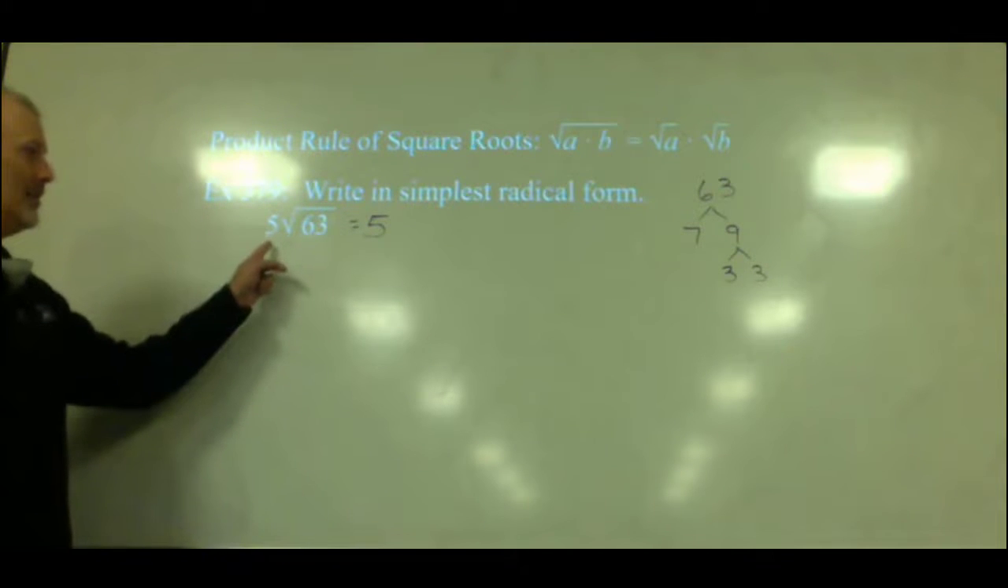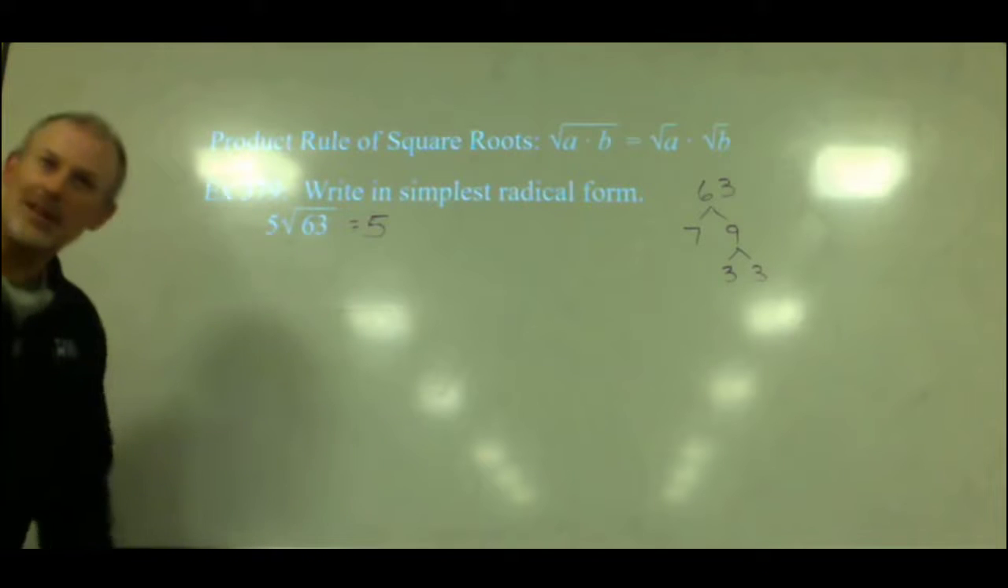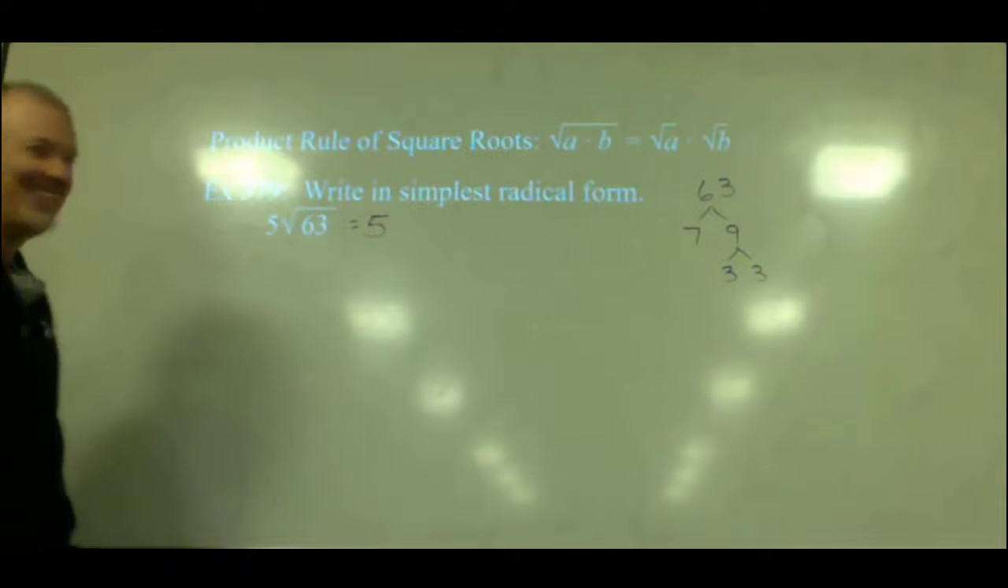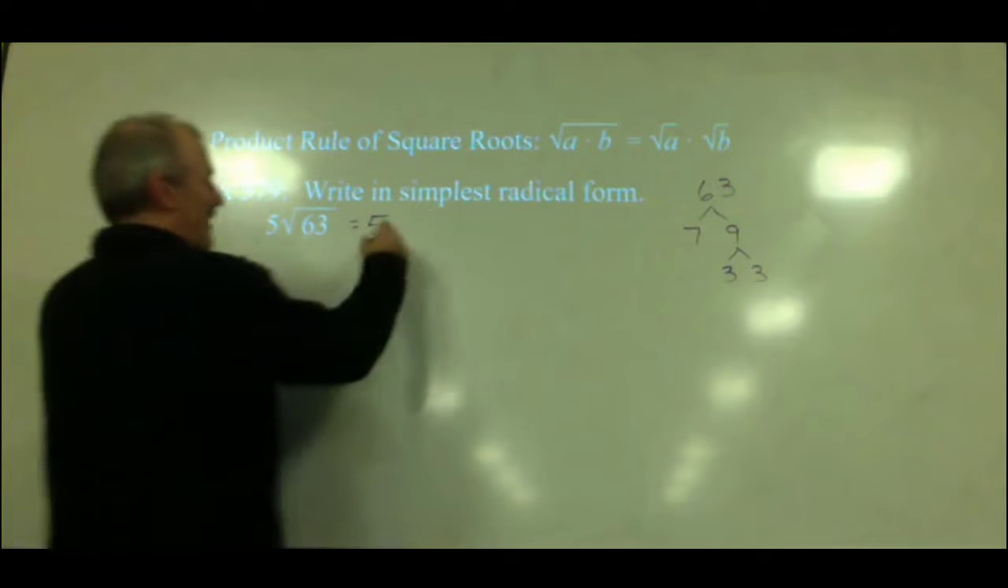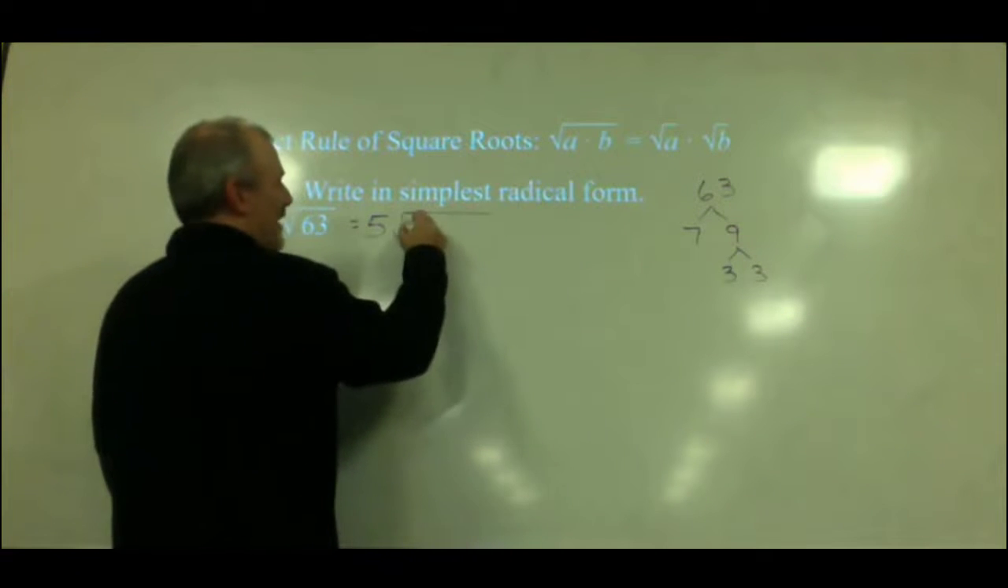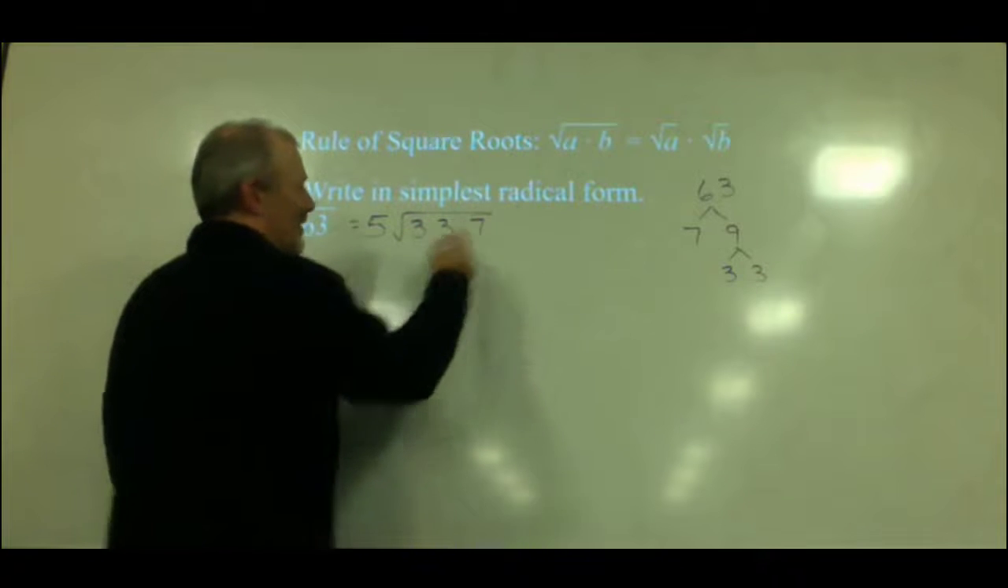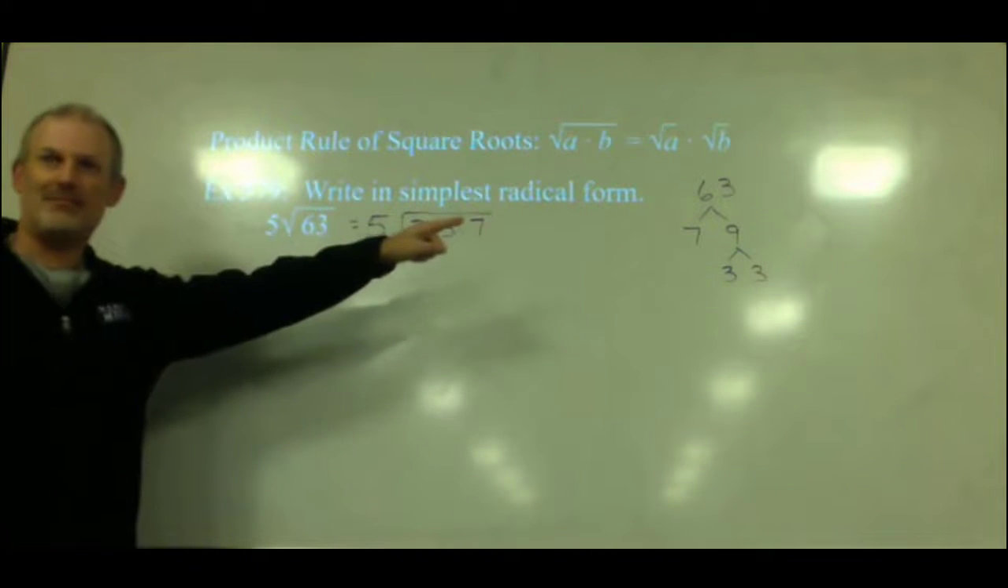Why'd you put equals 5? Well, he told me to stop. I'm not done. Sorry. We still have the 5, and then we have our radical, and then inside the radical we have a 3 and a 3 and a 7, correct? From what we broke it down.